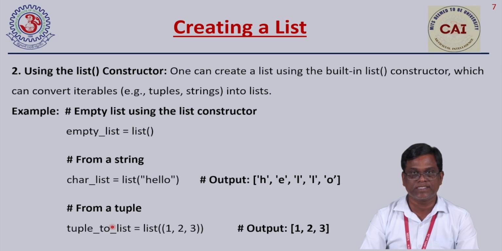And see another example here. I'm creating a list from the tuple. So as usual, what you have to do is pass the tuple as an argument to the list constructor. Now the values that are there in the tuple will be converted to the list, and finally we'll get the output like this. So the list will be created with the values 1, 2, 3 like this.